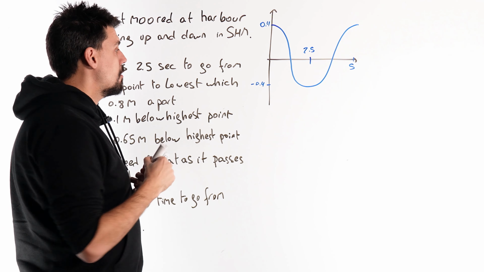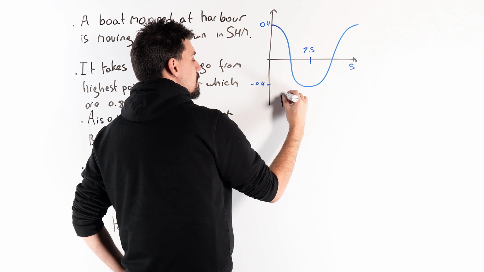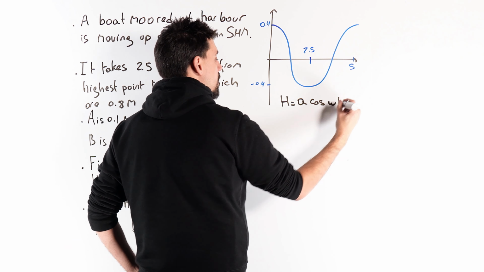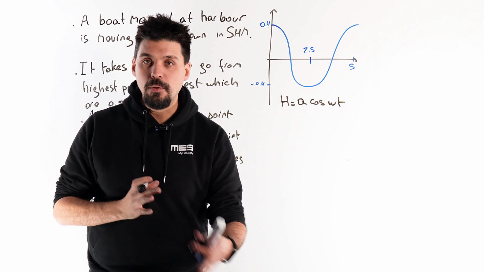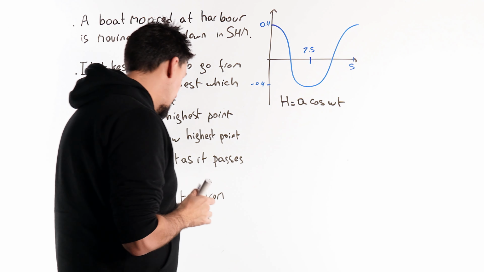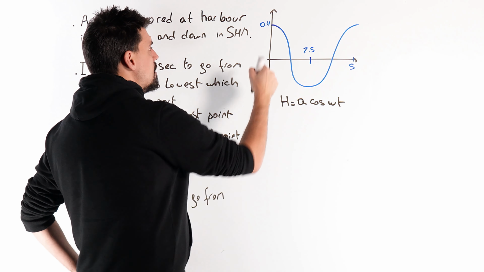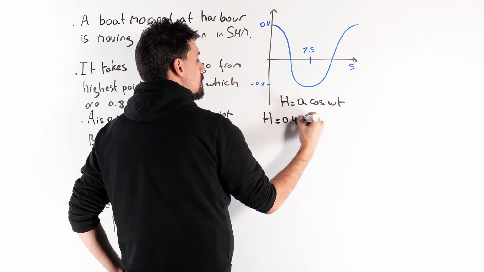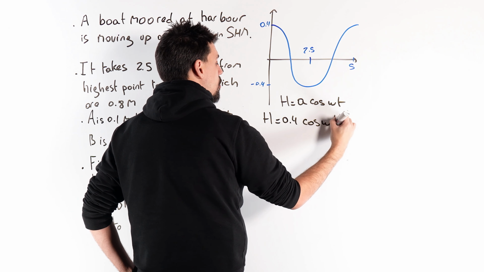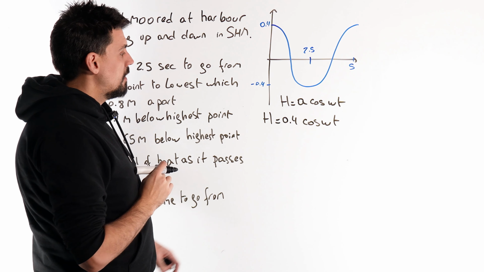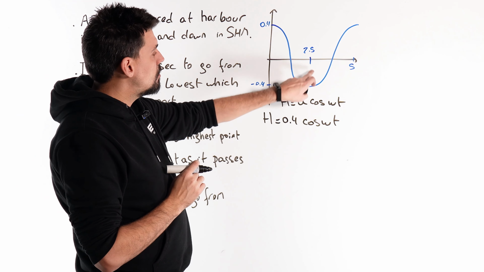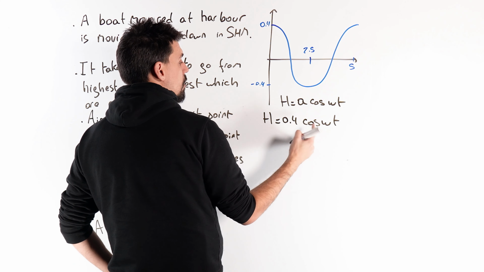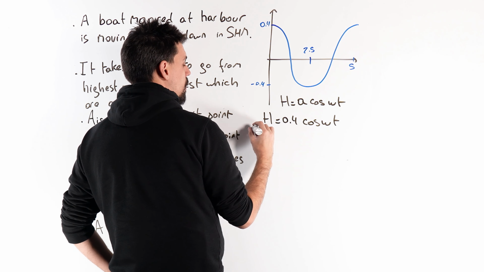So we know a few things. My SHM, my height, is going to be some amplitude A cos omega t. We are going to find A, we're going to find omega, and we're going to do it quite easily. A is simple. We're going from plus 0.4 to minus 0.4. That is 0.4 cos omega t. Okay? Now, when t is 2.5, cos is minus 0.4.